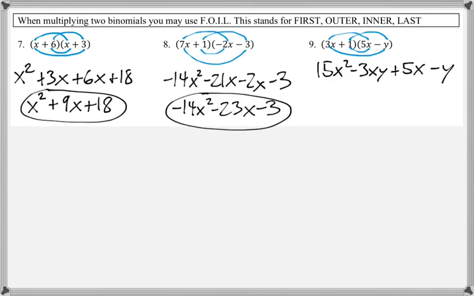So this would be our answer, actually, because we cannot combine it. In all the other ones, our middle two terms were like terms, but these would both have to have an xy in order for you to combine them. So this is actually our final answer here.